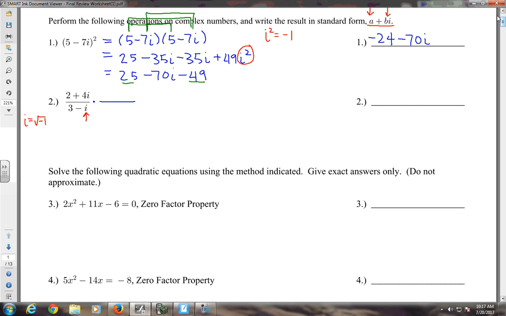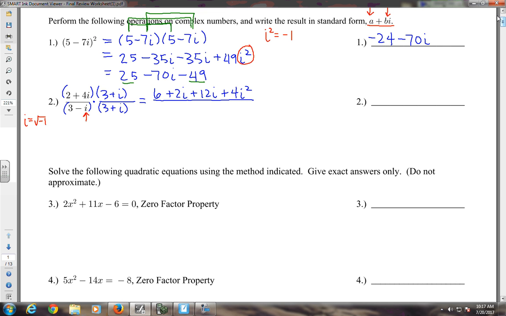So what we're going to do is multiply the top and the bottom by the complex conjugate of the denominator. So I'm going to keep the same two terms, but change the sign in between. Then we'll carry out the FOIL on the top and the bottom. When we FOIL the top, the product of our first two terms is 6. Outside terms plus 2i, inside terms plus 12i, and last plus 4i squared.